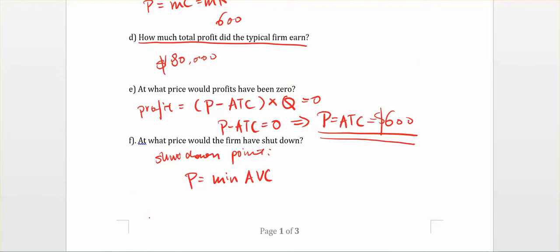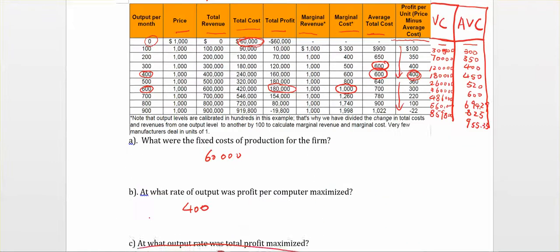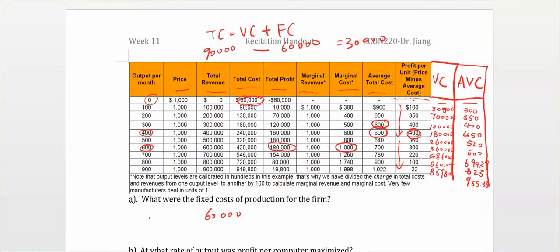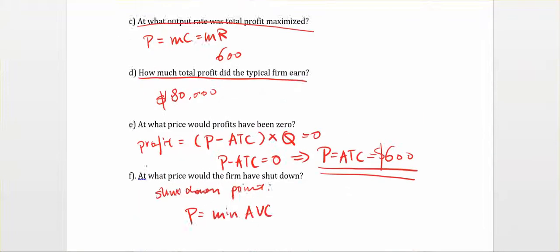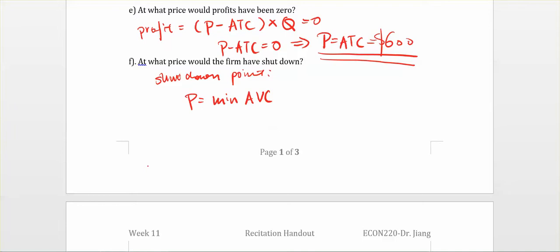So now you know why I asked you to add 2 more columns to our question, because we want to find the minimum average variable cost. We can find the minimum average variable cost is $300, right? So $300 is our minimum average variable cost. When the price equals our minimum average variable cost, $300, the firm will shut down.